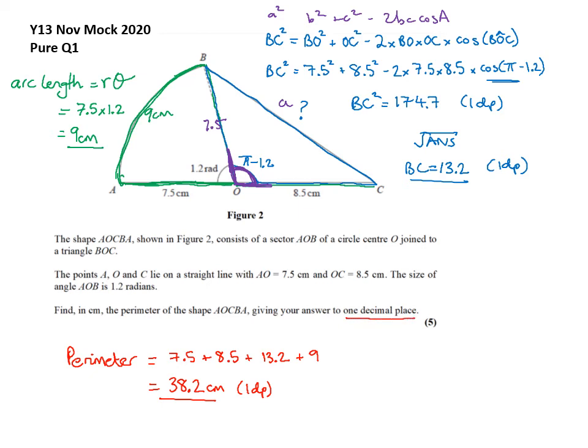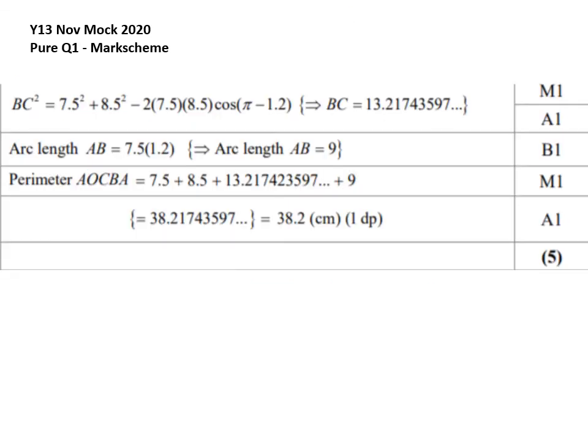Make sure you're giving your answers to the degree of accuracy that they're asking for. Mark scheme follows on the next slide. You can see how the marks are allocated. Your first method mark here is for correct use of the cosine rule. You can't just quote the cosine rule, you have to put the cosine rule and then plug in the correct numbers in the right place. Your accuracy mark then follows on from putting that in your calculator properly, making sure your calculator is in radians.